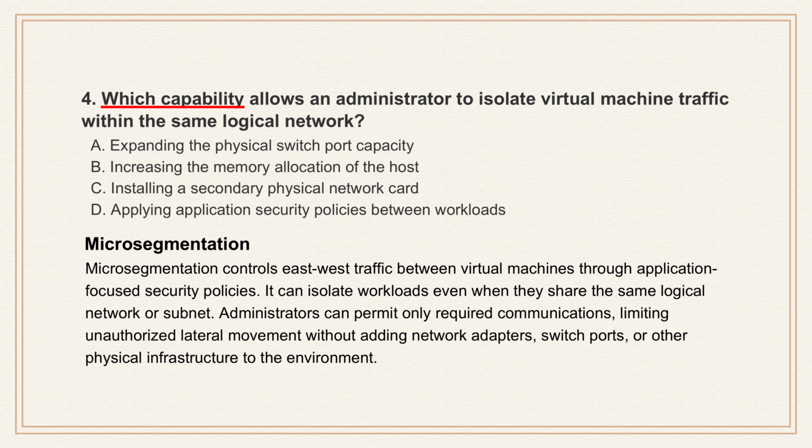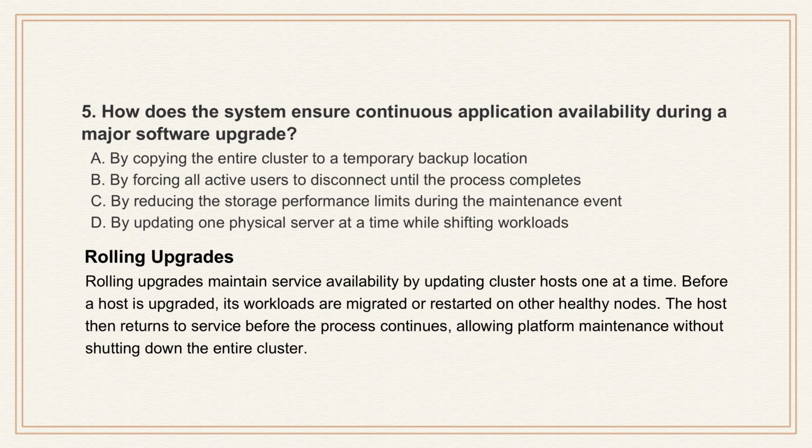So security is tight, the cluster is healthy, resources are planned, but eventually you have to upgrade the software running all of this infrastructure. You always have to upgrade, yeah. So how do we do that without bringing down the VIP club? Let's look at question 5. How does the system ensure continuous application availability during a major software upgrade? The correct answer is D. This relies on rolling upgrades.